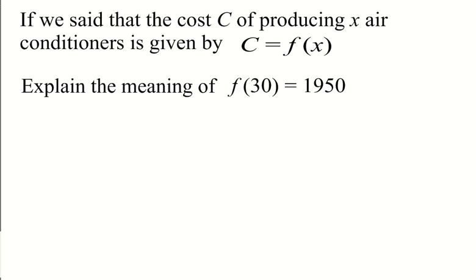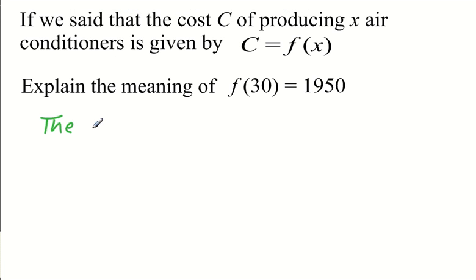Oftentimes in calculus, we'll have questions that ask you to write a sentence. So here's one of those. If we said that the cost C of producing x air conditioners is given by C equals f of x, explain the meaning of f of 30 equals 1950. And so if we were writing our answer to this, we would write something like this.